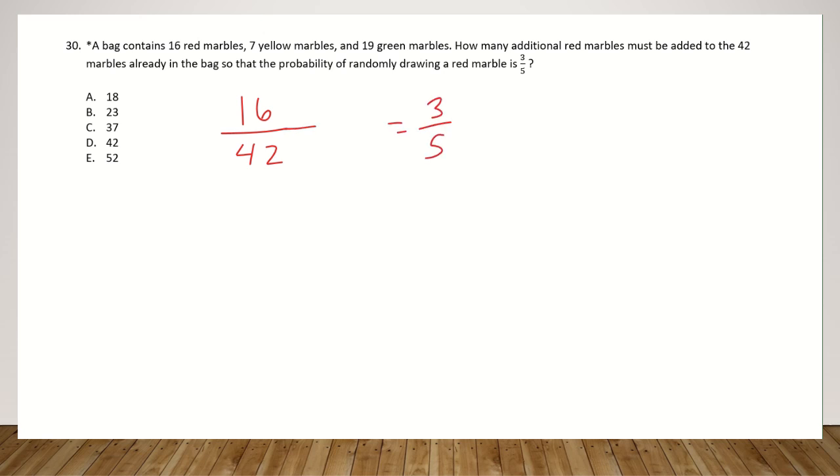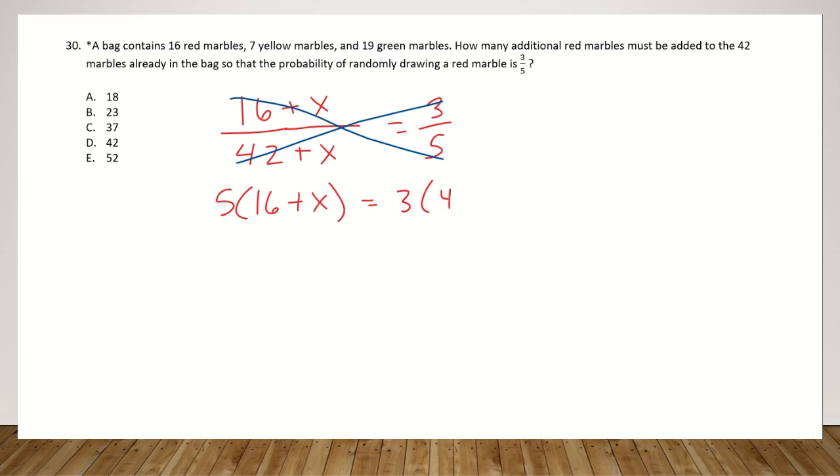Now here's the tricky part. If we add X number of marbles to our red marbles, you also added that many to the whole bag itself, right? If I add 5 more marbles in, then my total is no longer 42, it's 42 plus 5, okay? So you have to make sure that you add on to both. And now we're going to cross multiply. And remember up here from our algebra lesson, these are binomials that we're multiplying by. So you have to make sure that you write it with the parentheses here so you can distribute. The 5 has to distribute to both terms.